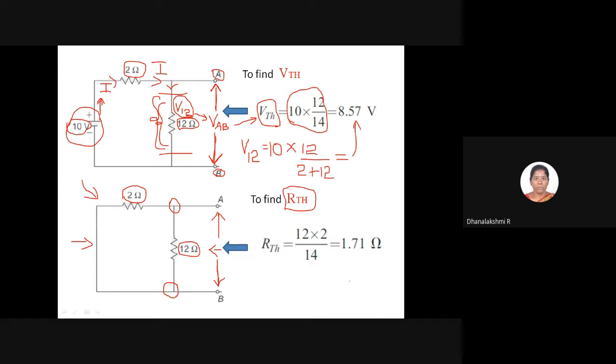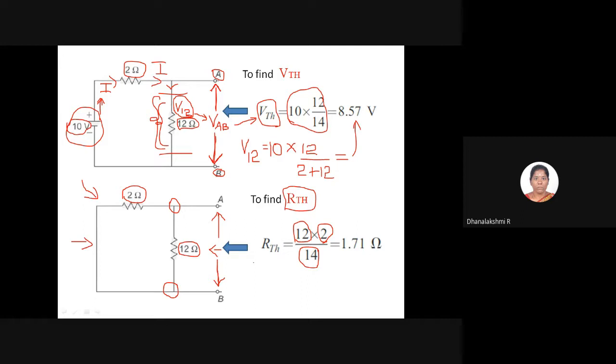When we take the parallel resistance formula, we know the formula is R1 R2 by R1 plus R2. So the equivalent resistance will be R1, this is 12, into R2, that is 2, divided by the total resistance R1 plus R2. That becomes 14. So the formula for equivalent resistance is R1 R2 by R1 plus R2. That gives you 1.71 ohms.